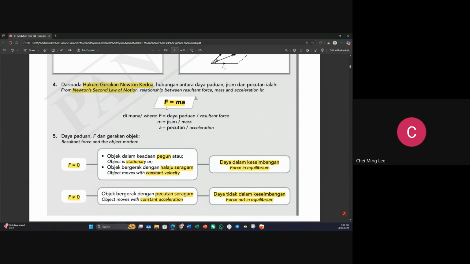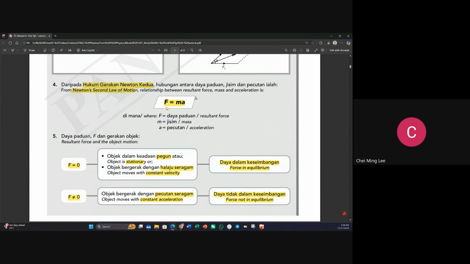When F equals 0, we say the object is stationary or moves at constant velocity, because at constant velocity, acceleration is 0. Velocity is not 0, but acceleration is still 0. So we say the forces are in equilibrium. That's why sometimes the question will say the net force is 0. Net force is 0 means the total force F equals 0. Like 5 Newton to the left and 5 Newton to the right, they cancel each other out. So this is equilibrium.